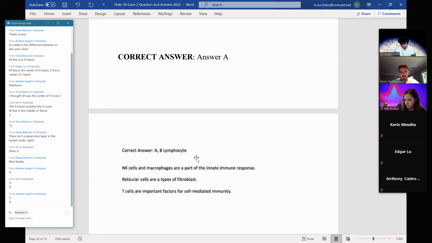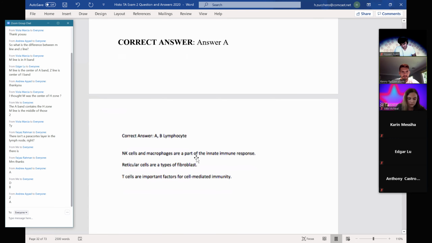Reticular cells are a type of fibroblast, and NK cells and macrophages are part of the innate immune response, as they try to engulf and phagocytose pathogens. So those are not going to be involved in the humoral immunity, as it were.